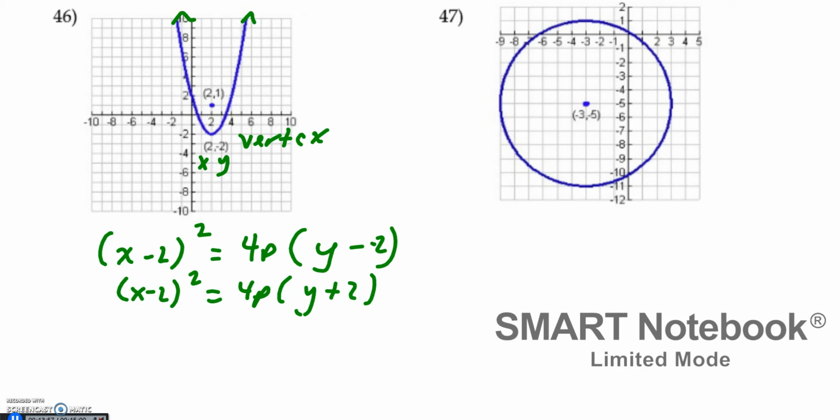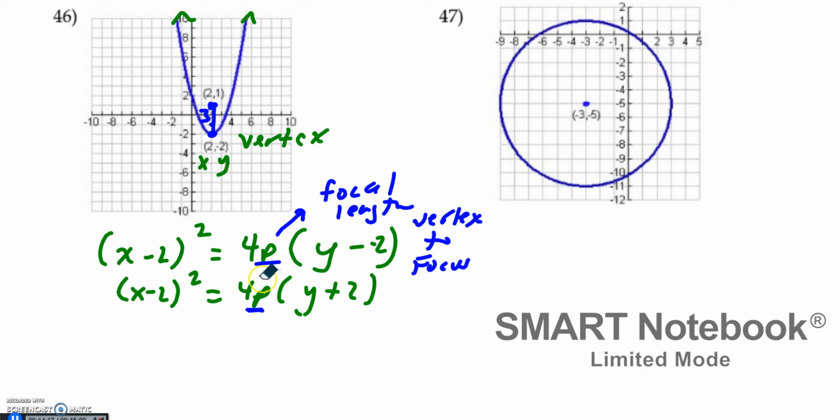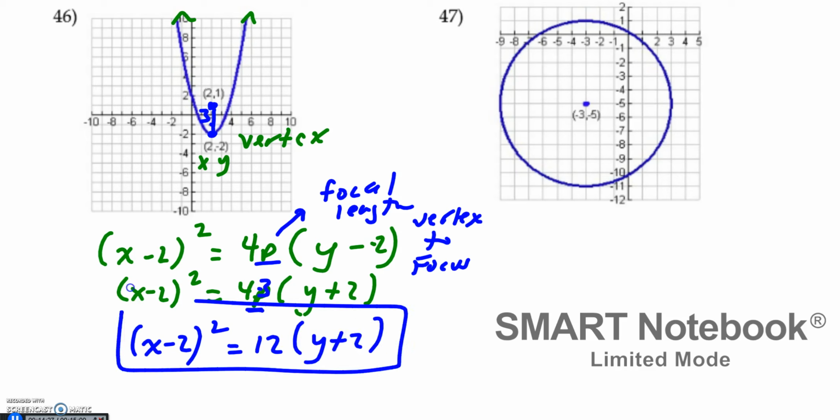Now this equation's almost done, except we need to figure out what p is. And p is defined as the focal length, which really means you're going from your vertex to your focus. If you look at your picture, we have your vertex right here. This is my focus point, and it is 1, 2, 3 units apart, which means that my p is really 3. So my final equation would be x minus 2 quantity squared equals 12 times y plus 2. I like that this 12 is positive because the parabola is facing upwards. That makes sense, so that's a good thing.